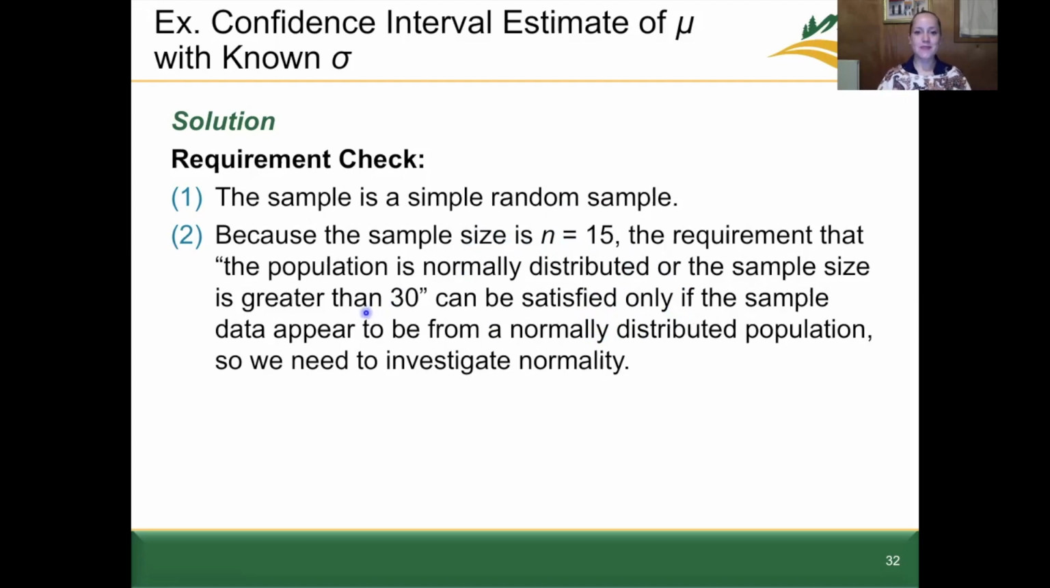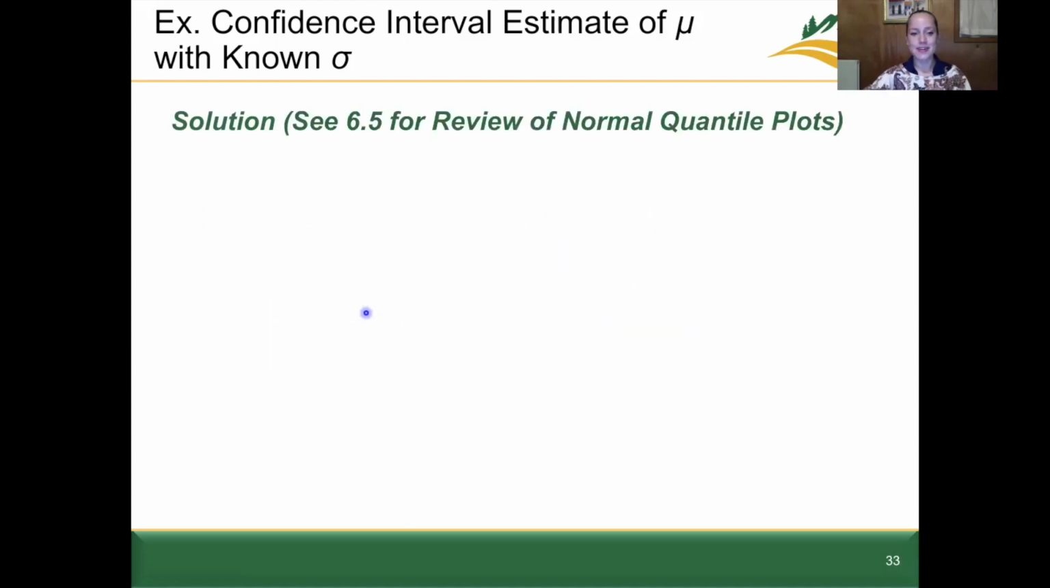So this may sound familiar now. We want to assess for normality. There was a section where we went through this, so let's go into it. We saw this previously in 6.5 when we were assessing for normality.